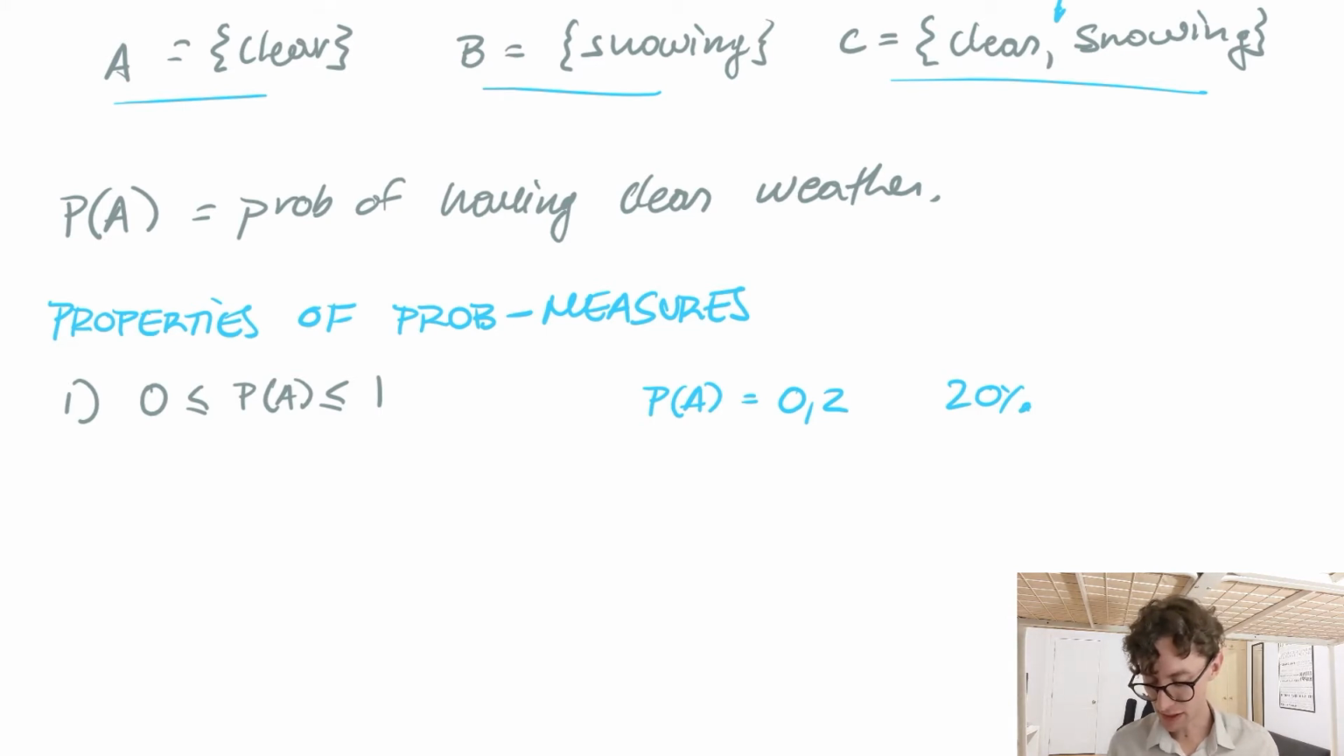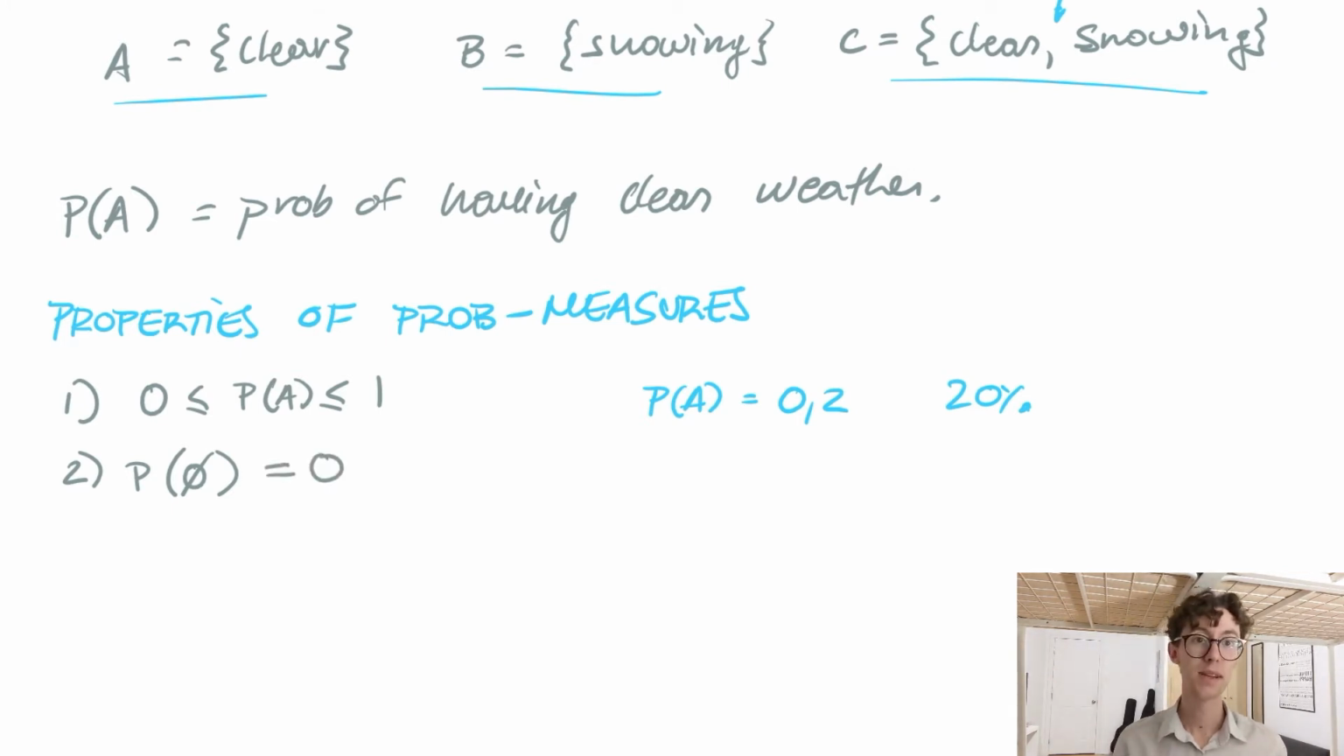The second property is that the probability of nothing happening, that we will write as the probability of the empty set. This is the notation that we'll have. This is equal to 0. That means there's no chance, never, nothing will happen. Something has to happen. So the probability that nothing happens is equal to 0%, right? So tomorrow, if I look out of my window and I look at the weather, it will be either raining or snowing or clear, but it doesn't make sense for nothing to happen. So the probability of nothing is equal to 0, right?